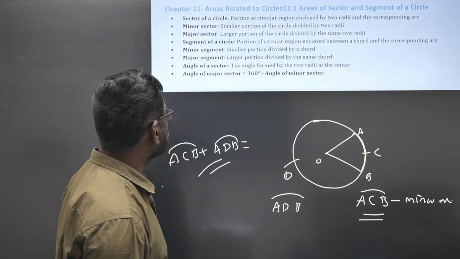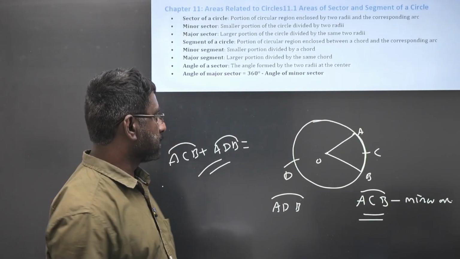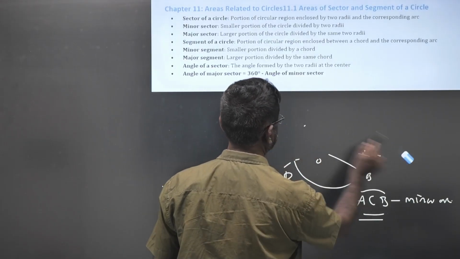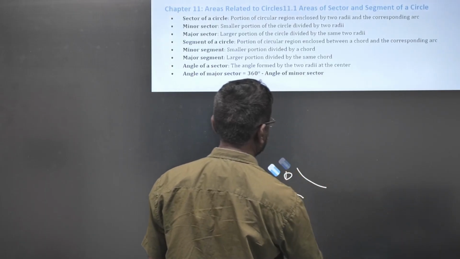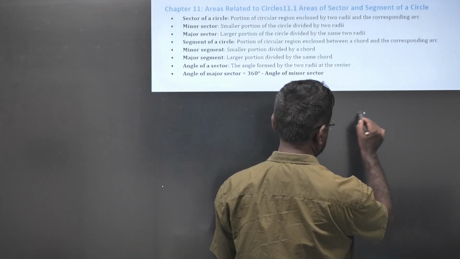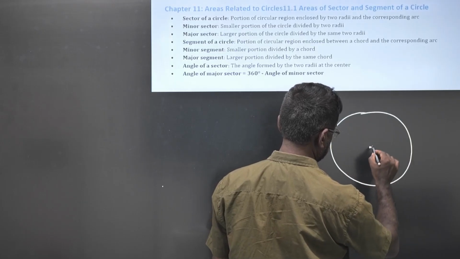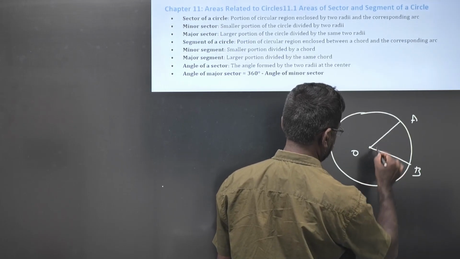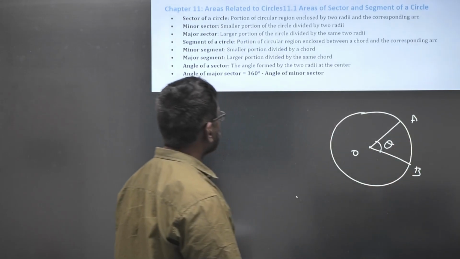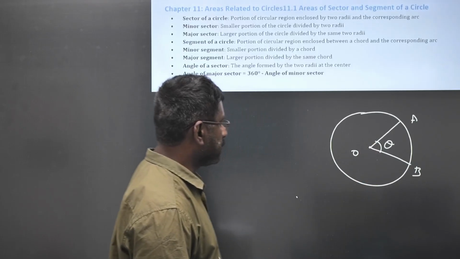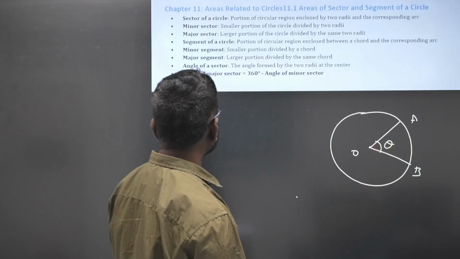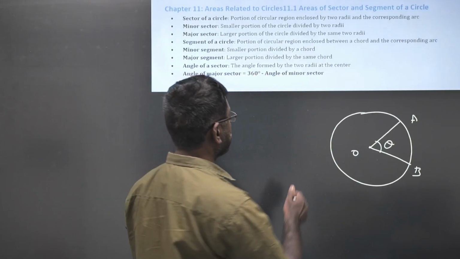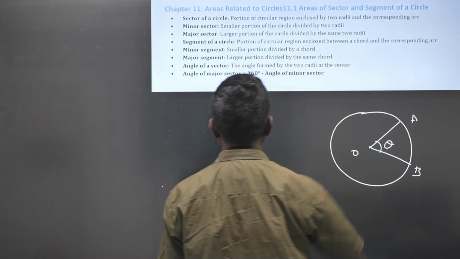Next is angle of a sector. What is the angle of a sector? Suppose this is the circle, this is the center, these are two radii. Suppose OA and OB are the radii. Suppose this is angle theta. Here the angle theta is called angle of this minor sector. Angle of a sector is the angle formed by the two radii at the center. That is very important. At the center.